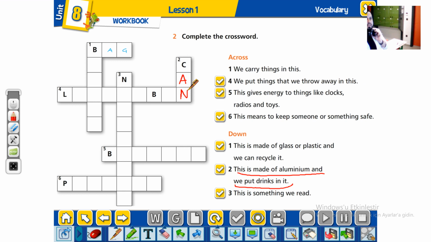Number 4, we put things that we throw away in this. Yani atmak istediğimiz şeyleri bunun içine atarız diyor. What was that? It was rubbish bin, or other name is litter bin. And let's see the third one. This is something we read. It can't be book, it can't be novel, and it will be newspaper.